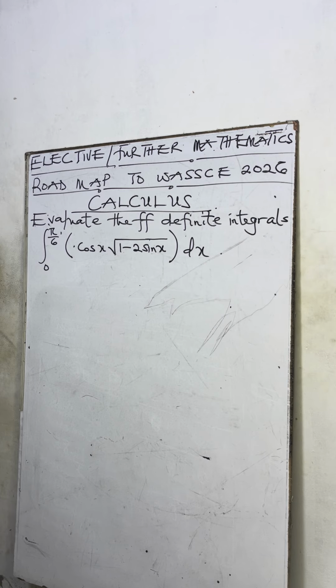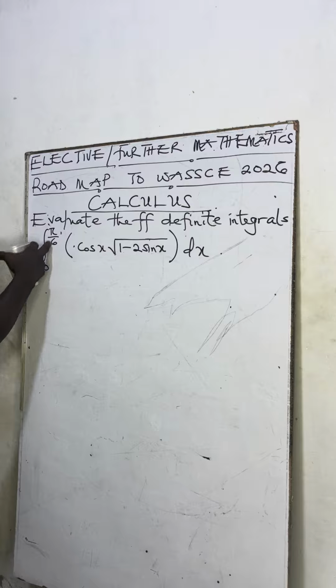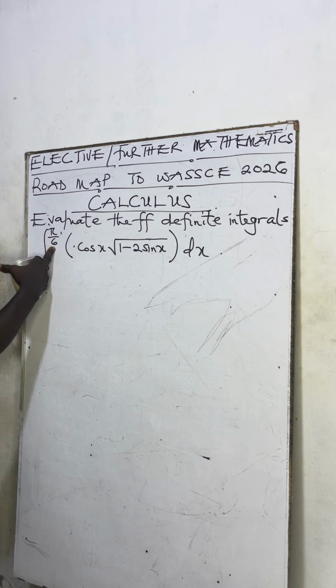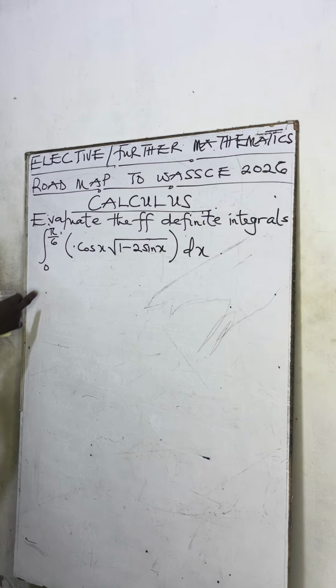So we have a nice problem here. Evaluate the following definite integral. When you talk of definite integrals, we have limits, that's the bounds. We have the limits or the bounds given. In indefinite integrals, there are no limits or bounds. This is the upper bound, and this one is the lower bound. We can also call it the upper limit and the lower limit.